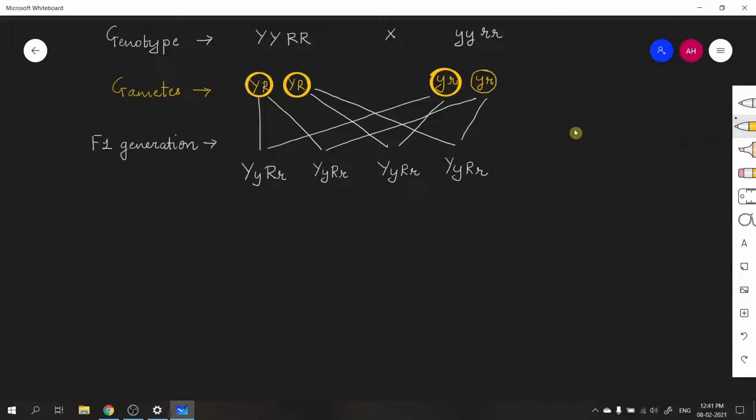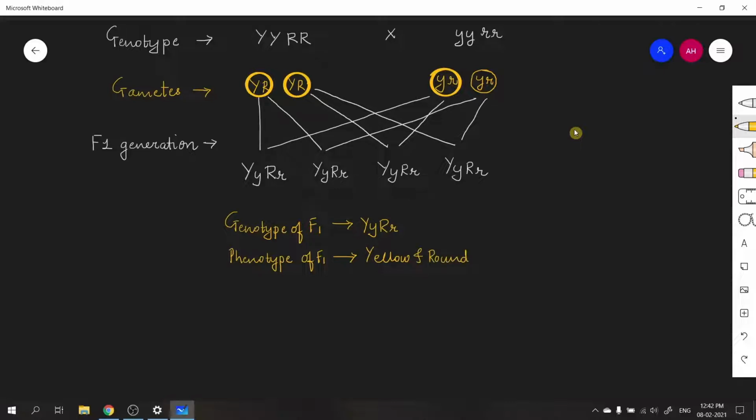And what you're going to observe here is that all of the F1 hybrids show same genotype, right? So let's write down the genotype here. Genotype of F1. So all the F1 hybrids show genotype as capital Y, capital R, small r, and the phenotype of F1, we know that phenotype is nothing but the observable characteristic or the physical appearance, right? So the phenotype of F1 is yellow and round.